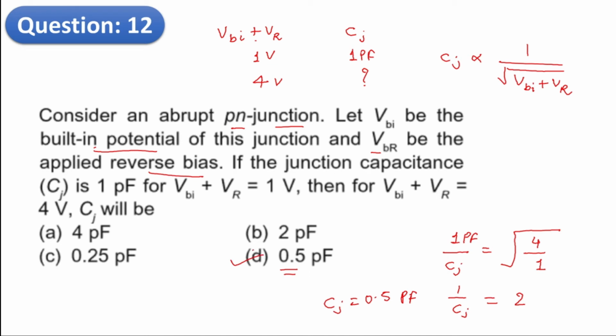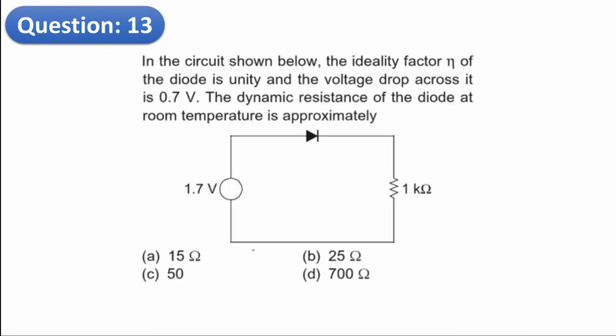Okay, now question number 13, a very important question. Question number 13: in the circuit shown below, the ideality factor eta of the diode is unity. So eta is given, eta equal to 1, and the voltage drop across it is 0.7, that is VTH.